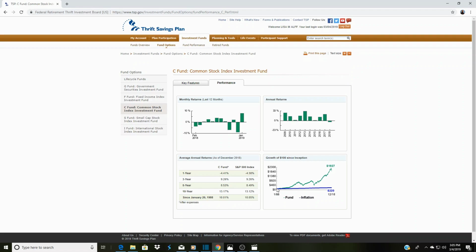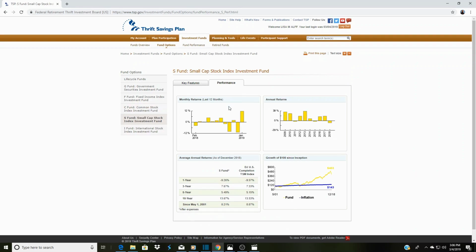But just for an example, if you had $100 invested 10 years ago, it's worth $1,927 now. So you can see if you can ride out the volatility of the stocks, you will get much higher returns than bonds. The next up, we have the S fund, S like Sam.